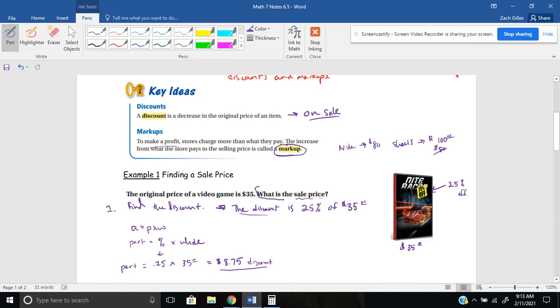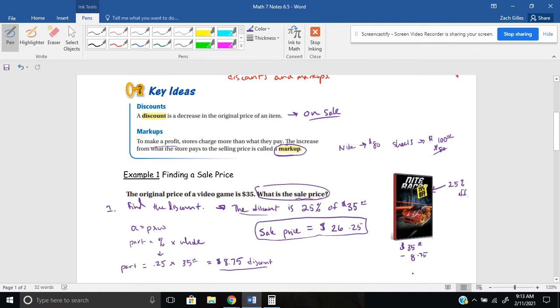So, got to be careful. The question asks for the sale price. To find the sale price, I take my original and I subtract my discount. Okay? So if I were to take $35 and subtract $8.75, my sale price would equal, let's see here, $26.25 would be the sale price.